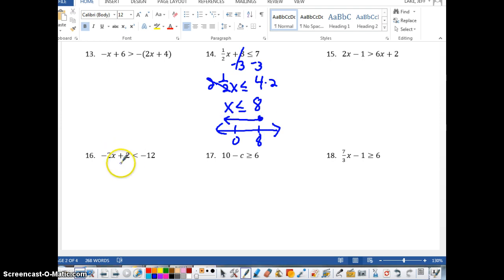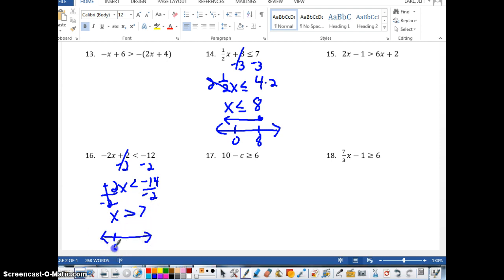Number 16, very similar idea. You're going to subtract 2 first. So I have negative 2x is less than, when I subtract my 2, negative 12 minus 2 is a negative 14. Divide by your negative 2, and again, that should trigger something in your memory. Whenever you divide by a negative, you have to flip your sign. So this is x is greater than now 7. So when I graph this, I'm going to have my 0, I have my 7, it's an open circle, and everything going to the right.